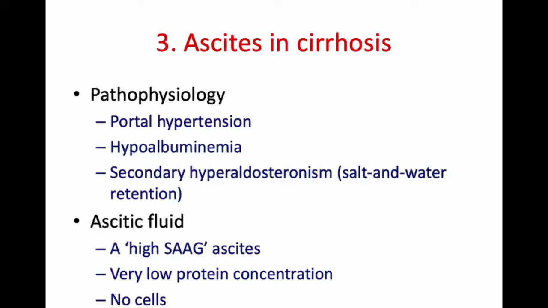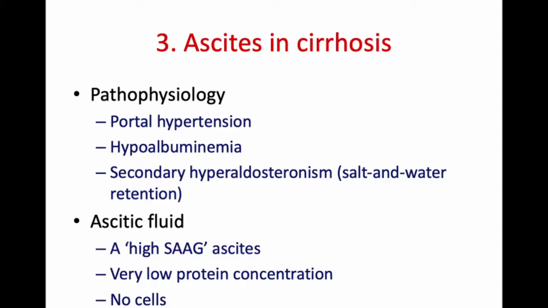Now let me talk about ascites in cirrhosis. So that is a high SAG ascites. That is to say, it's like a transudate. The SAG is equal to or more than 1.1 grams per deciliter. And the pathophysiology is, first of all, there's portal hypertension producing increased hydrostatic pressure inside the capillaries of the peritoneum.